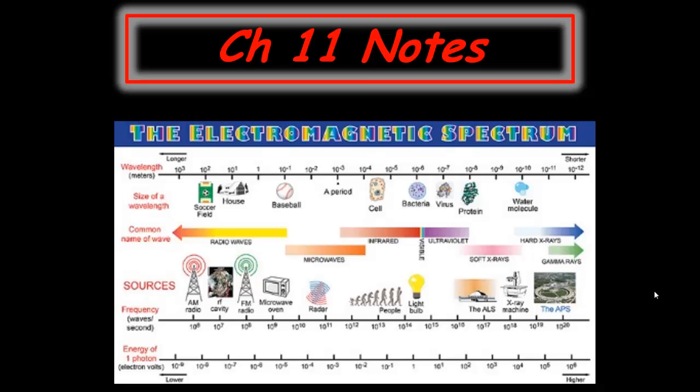Alright, you've done it. You've made it to the very last section of physics. So this is chapter 11 notes, the final section, the final video for physics. So we're going to talk about basically the quantum mechanics, the electromagnetic spectrum. So we're going to basically talk about what this giant picture means. So let's start.